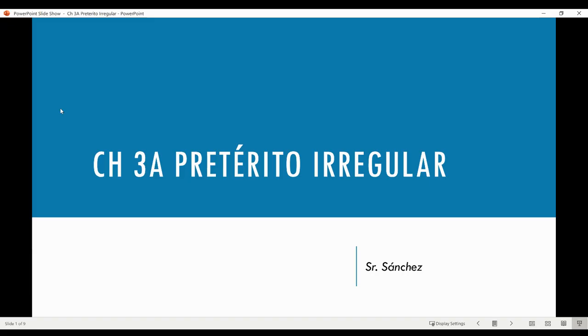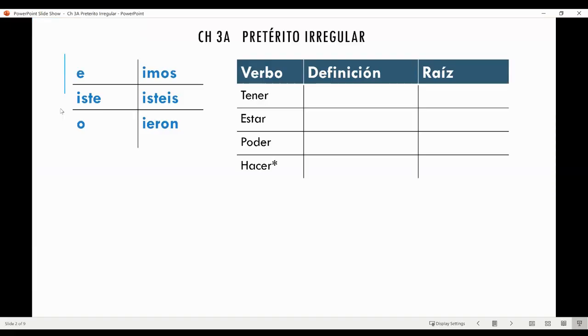So remember, we use the preterite to talk about actions that happened in the past. The 4 verbs we're going to be going over are tener, estar, poder, and hacer. Remember, tener means to have, estar means to be, poder means to be able to, and hacer means to do or to make. When conjugating these 4 verbs, their stem is going to change in the preterite, and we are also going to use different endings.